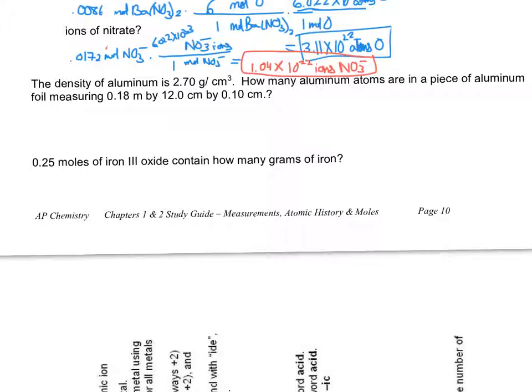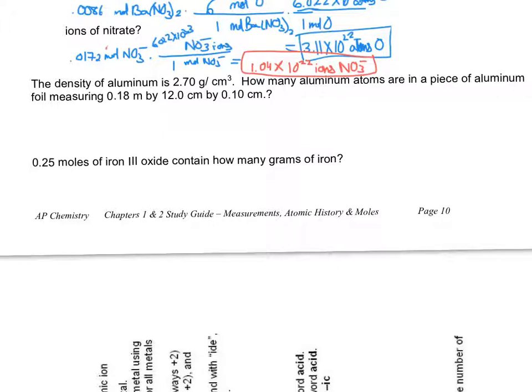So they give us the density, and they give us the dimensions. From the dimensions, we can figure out the volume. Density is mass over volume, so using both, we can maybe figure out mass, and then convert it to moles, and then to atoms.